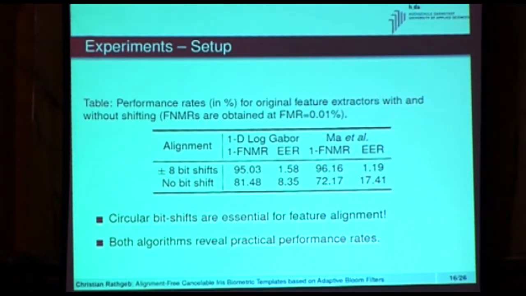So this is what we would call the baseline performance of the unprotected original system. So for the algorithm of Ma, at a false match rate of 0.01%, we get a 1 minus false non-match rate for Masek of around 95%, for Ma et al. around 96%, but only if we do the alignment process. That is, we perform a circular bit shift of 8 bits in each direction. If no shifting is applied, performance decreases significantly, which is shown in the second row.